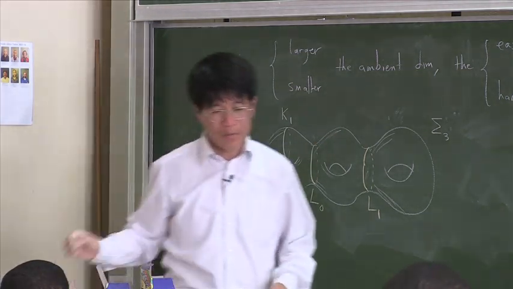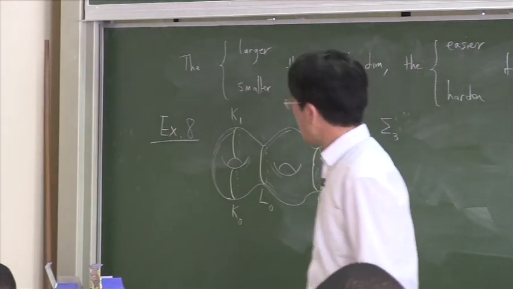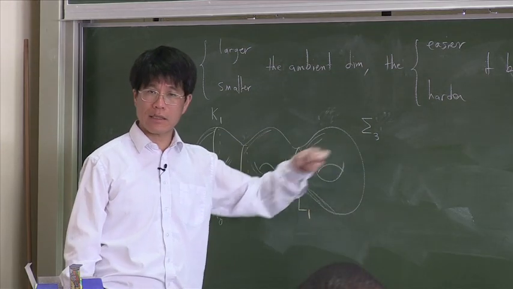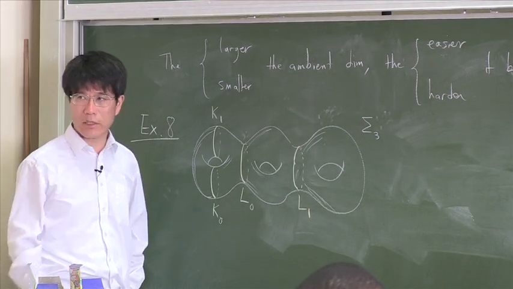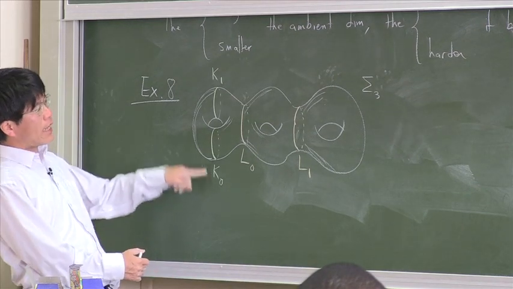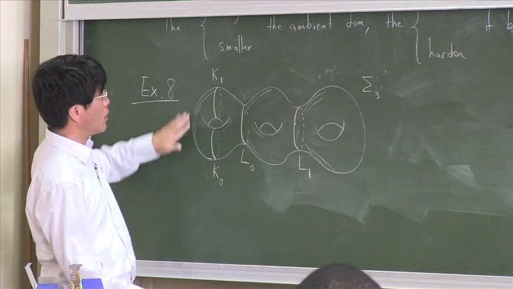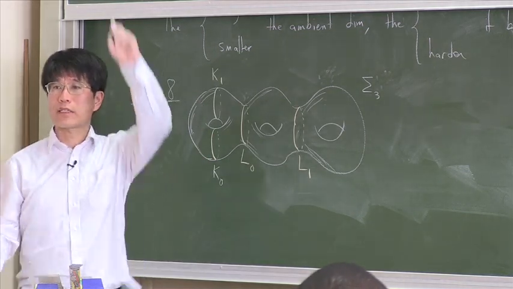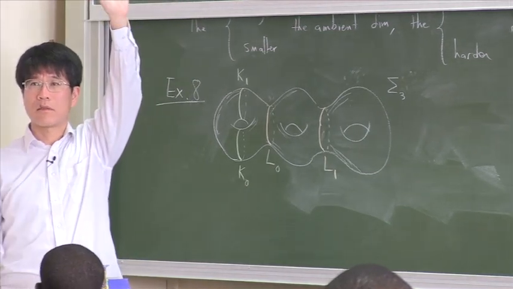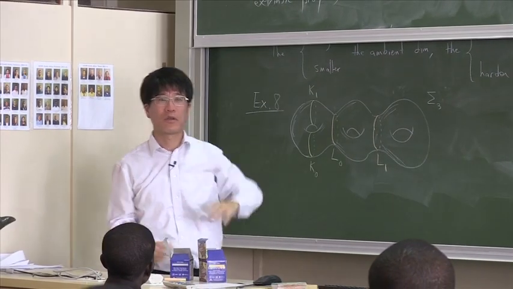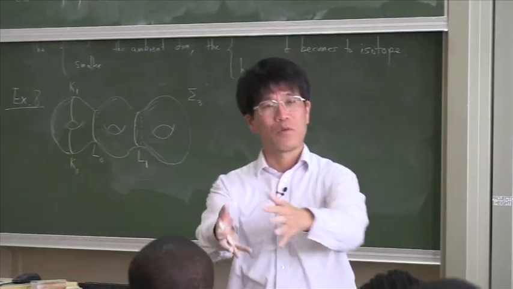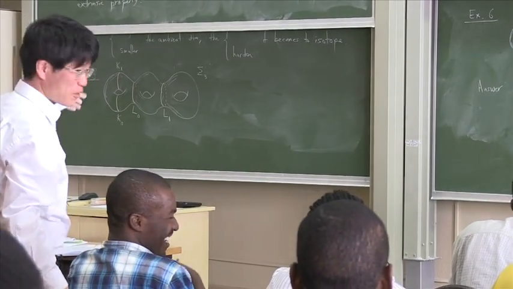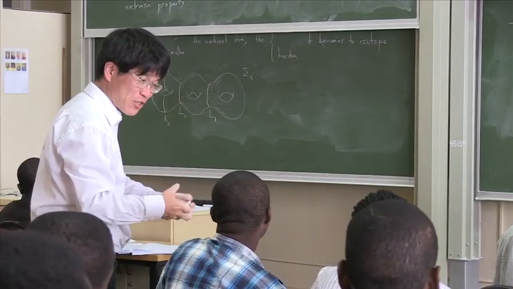Okay. Now, question. Which of those loops is isotopic to which one inside sigma 3? First, let's do the easy case. Are K0 and K1 isotopic inside sigma 3? Who thinks they are? Who thinks they are not? What do you think? Do you think K0 and K1 are isotopic to each other or not?